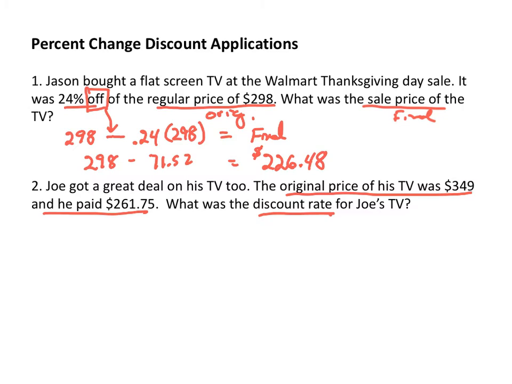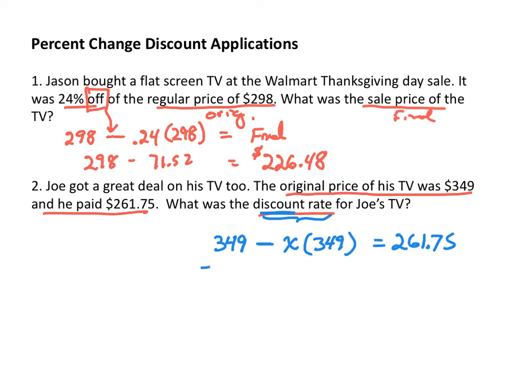Either way, if you want to stick with the equation because that's what we're using most of the time, then that's fine. The original price was $349, so start with the original price. It's a discount, so we're subtracting. We don't know the percent, so it's x times the original price, $349, equals the final price. He paid the final price, $261.75.